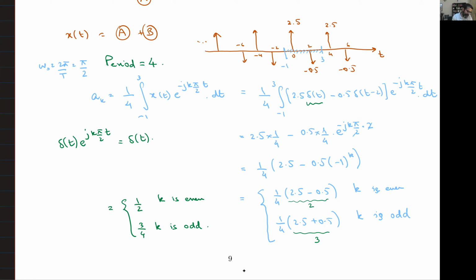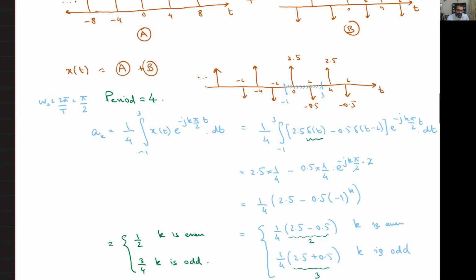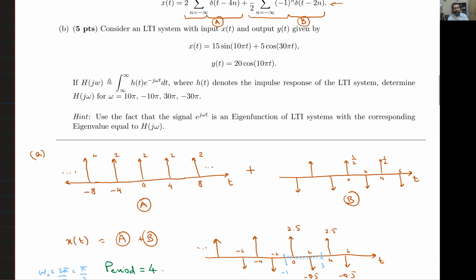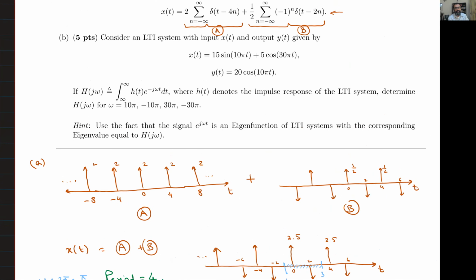Yes, Hamza Rashid? Sir, the x(t) that you wrote inside the integral was originally t-4n and t-2n, so I don't understand how you removed the n term. Okay, because look, between 0 and 3, t minus 4n or t minus 2n results in impulses precisely at either 0 or 2. That's it.